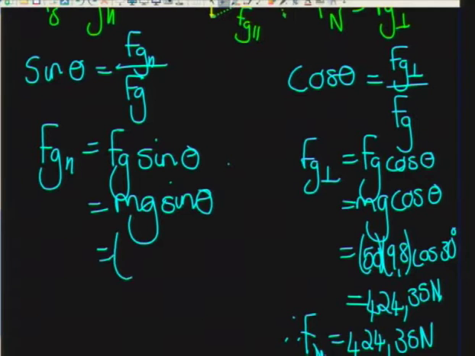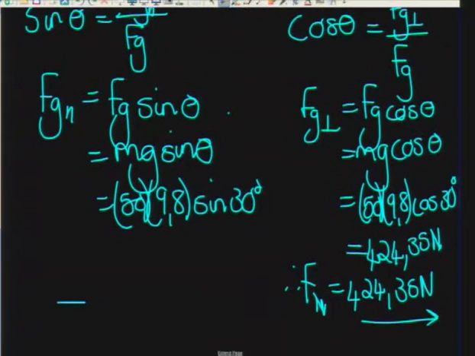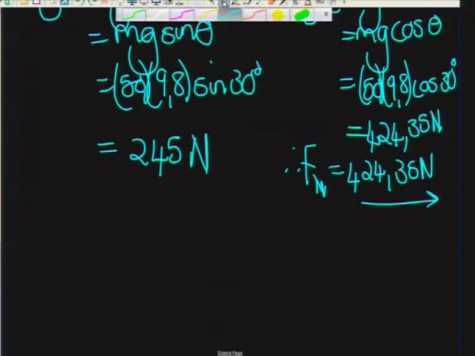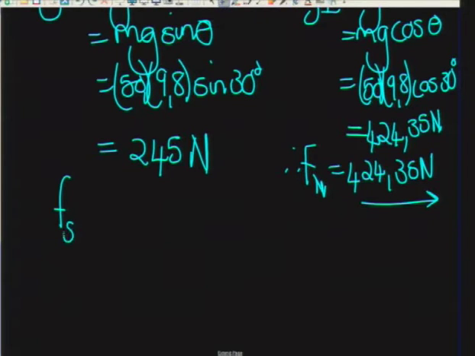Okay, so now we're going to go 50 times 9,8 times sine 30. Okay, and 50 times 9,8 times sine 30 is 245 newtons. So that means that my static friction, which is what I wanted, which we already stated is equal to my parallel, is 245 newtons.